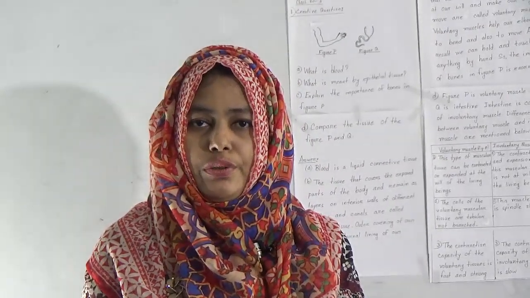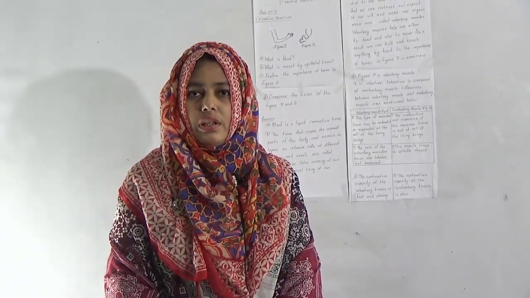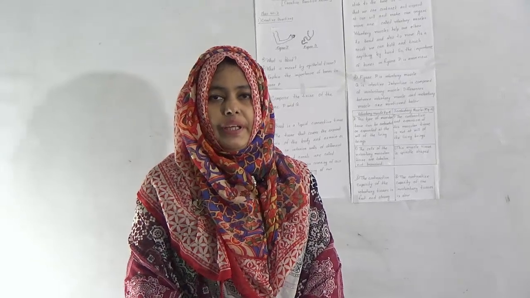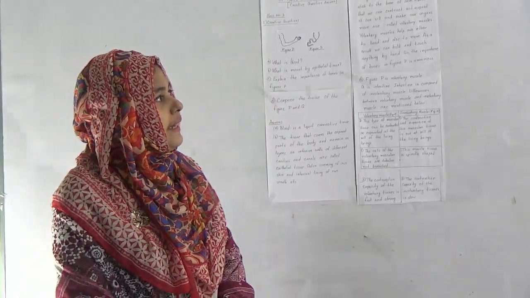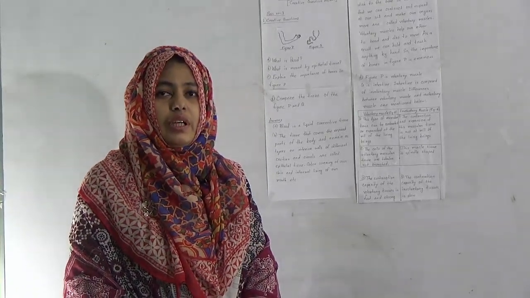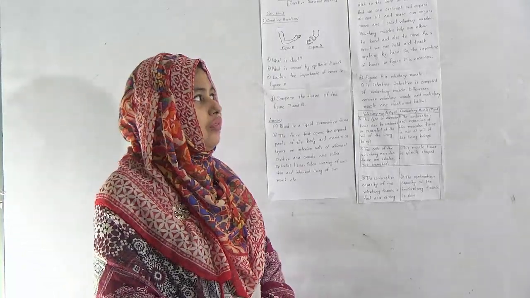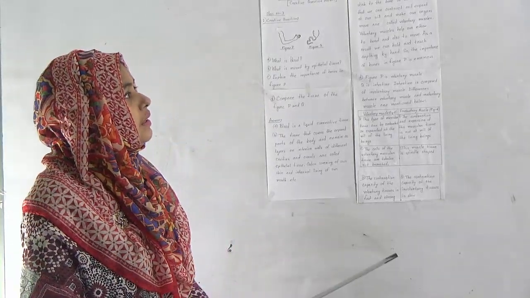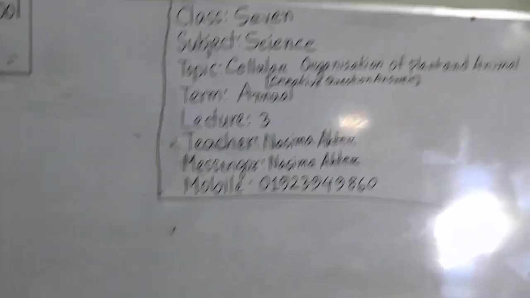Today I am going to take a science class for class 7 students. Dear students, our topic is cellular organization of plants and animals. We will discuss creative questions based on this chapter. We have already discussed some topics in this chapter. Now we will discuss creative question answers. Let's start our class.